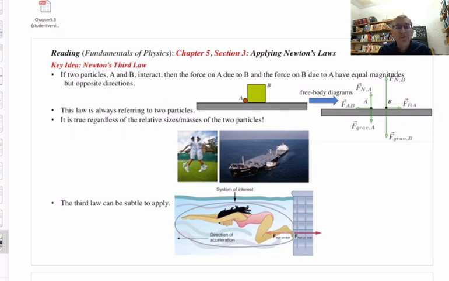It turns out Newton's first law and the third law are just helpful tools in applying the second law. And that's the way I recommend you think about this. The third law is going to be helpful, but it's just a tool for the most important law, which is the second law.